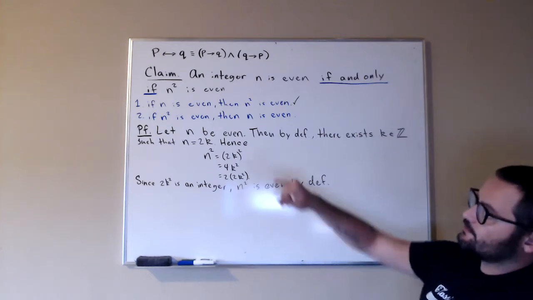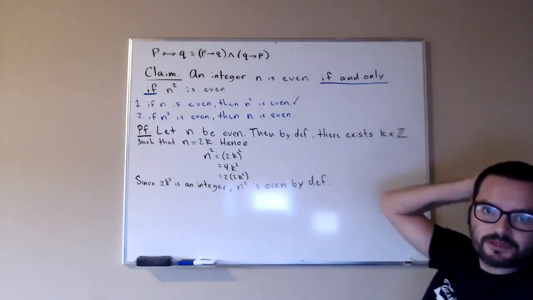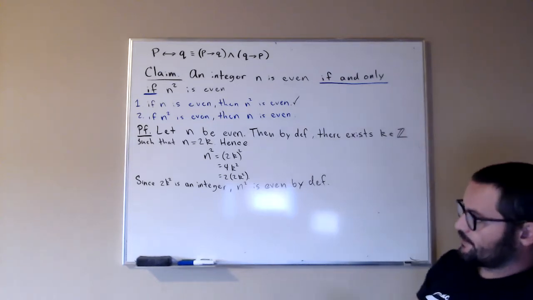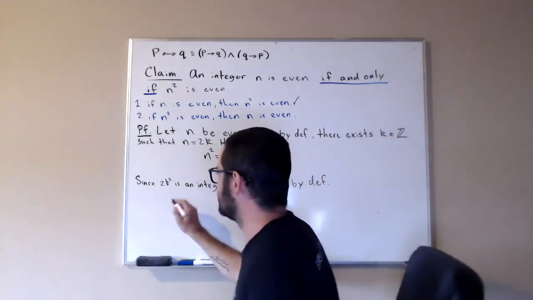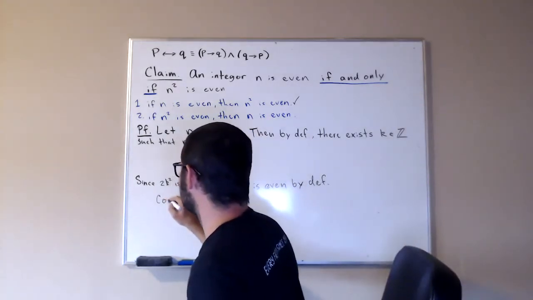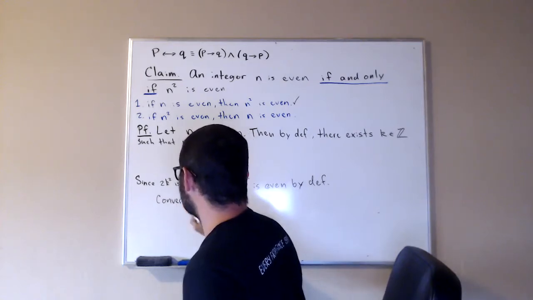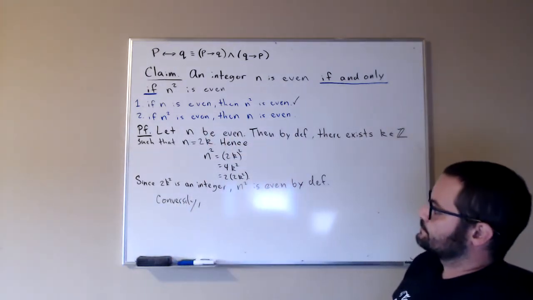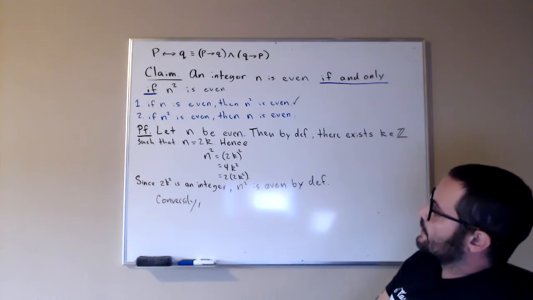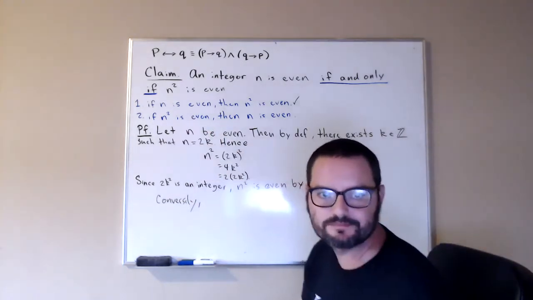So next we have to prove the converse of that conditional. If n squared is even, then n is even. So we start that by starting a new paragraph and saying, conversely, okay, conversely, we need to prove this, and then we give the proof of the second part.